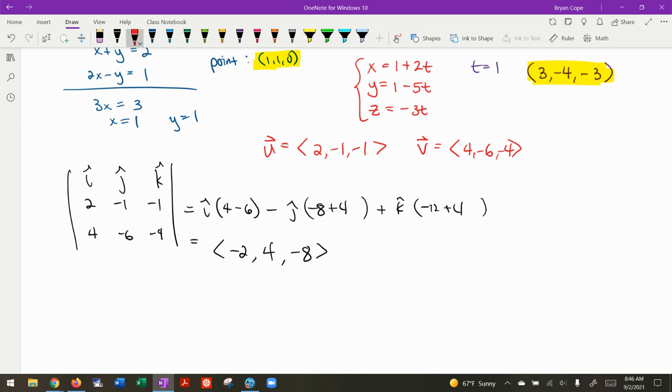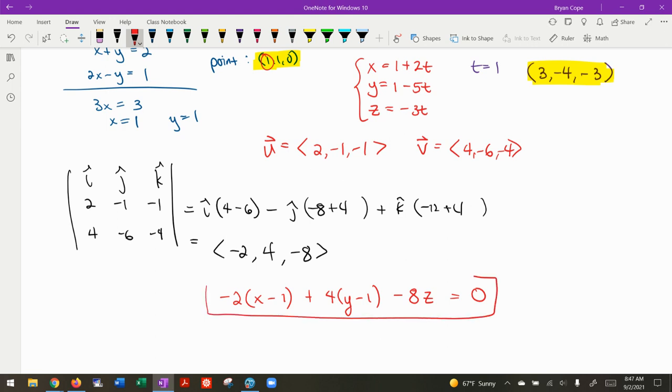So here's our plane. It's going to be negative 2 times (x minus 1). I'm getting that 1 from up here. Plus 4 times (y minus 1). And then minus 8z equals 0. That is the equation of our plane. Now, we could go confirm that. That might be fun to do just for this one. Let's try that. If you want to skip this in the video, that's totally up to you.